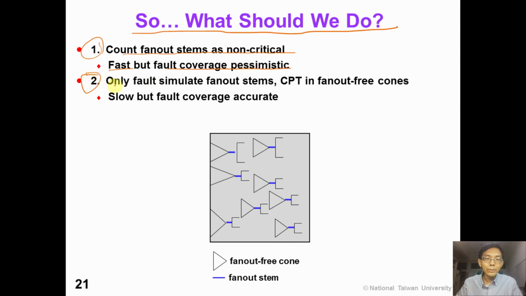Solution number 2, we can perform fault simulation only on fan-out stems, and then we perform CPT inside the fan-out free cones. For example, in this circuit, the blue lines represent fan-out stems. We can perform fault simulation on the fan-out stems, and the triangle represents a fan-out free cone. We can perform CPT inside this fan-out free cone. Of course, this solution is slower than solution number 1, but the fault coverage can be more accurate.